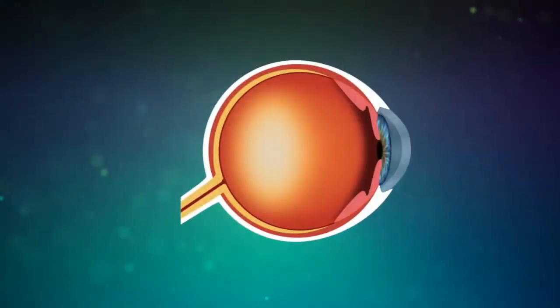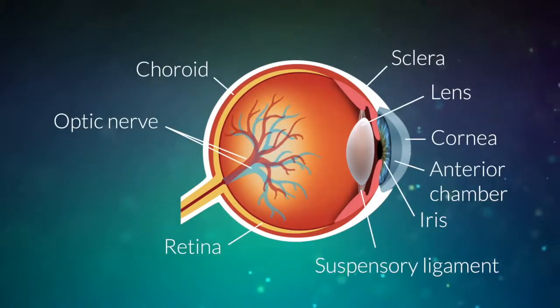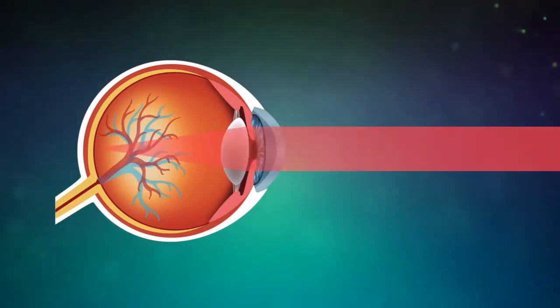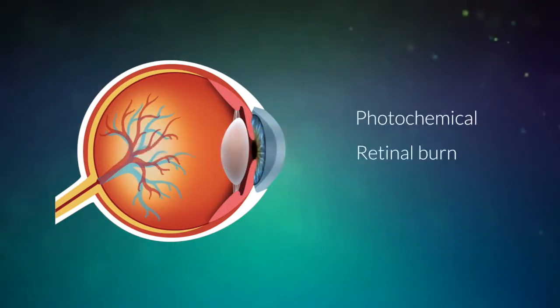Since the eye is designed to focus this light down onto the retina in the back of the eye to form an image, lasers operating in the visible wavelength range can cause damage to the retina if the eye is exposed to the laser radiation. The damages are either photochemical or retinal burn.